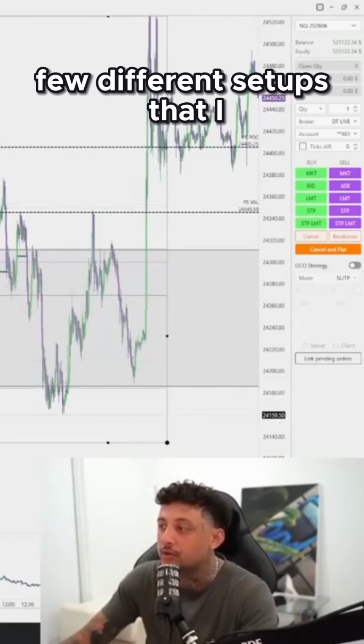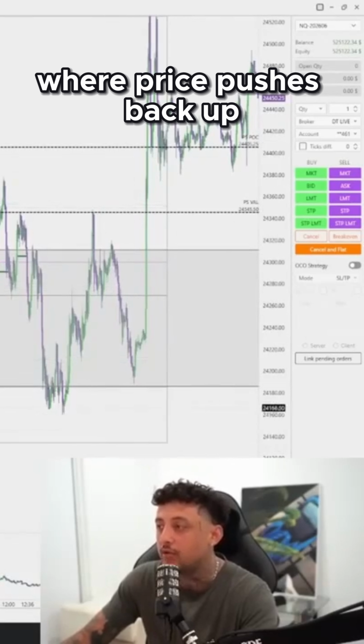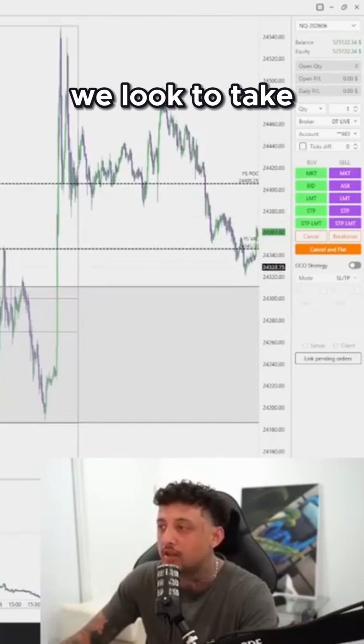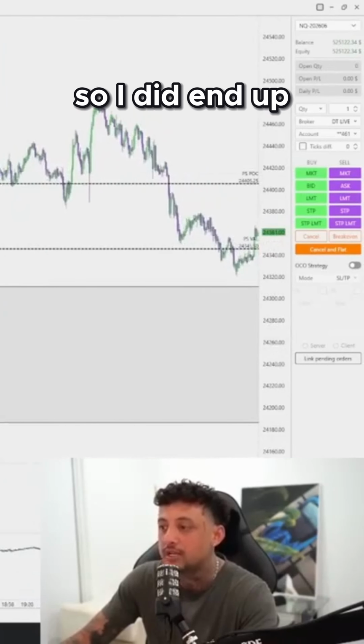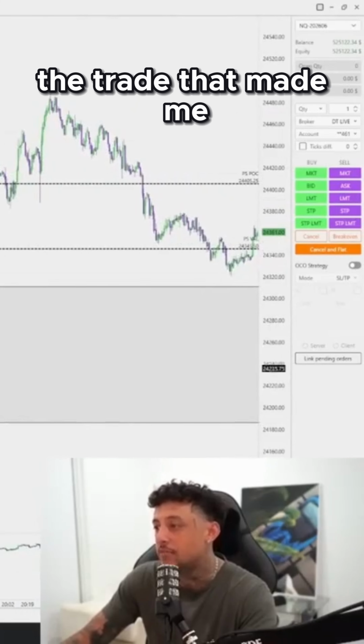So there's also a few different setups that I didn't discuss using the volume profile, such as a value fade, where price pushes back up into this area and then we look to take continuations lower. So I did end up taking one of those moves on ES as well, but this is the trade that made me all of my money.